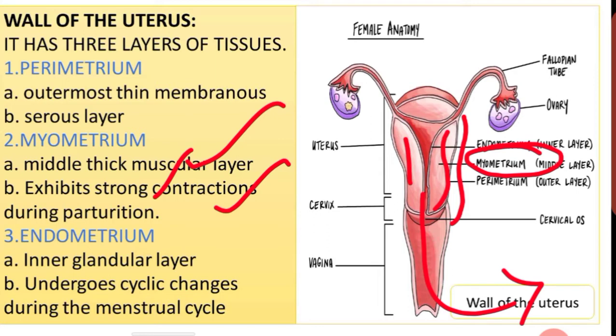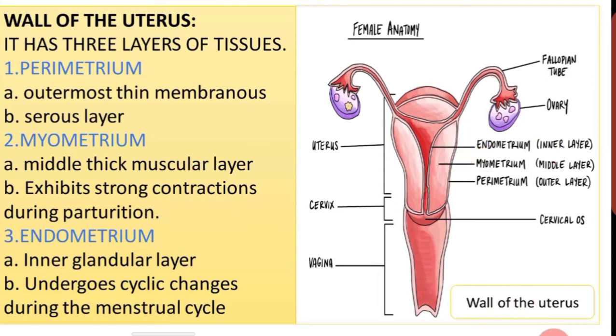Myometrium is made up of smooth muscle, a thick muscular layer. It exhibits strong contraction during parturition. Because it contracts strongly during childbirth, the child is expelled out of the uterus. Right? The third layer is the endometrium. The innermost layer is called the endometrium.